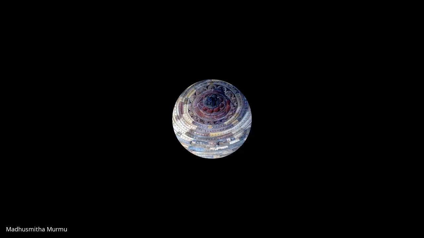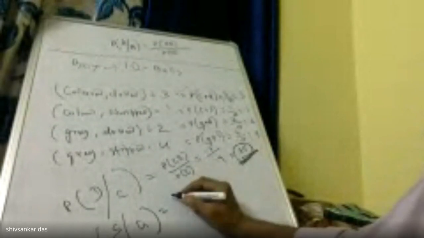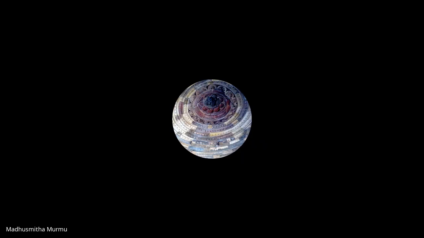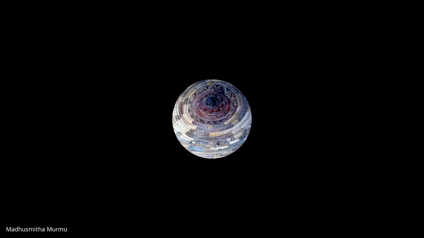Clear? Similarly you calculate. You tell me what I should write. Probability of gray striped but gray. First condition is gray, the second condition is striped. So what should I write here? Probability of striped and gray, SG, divided by probability of gray.